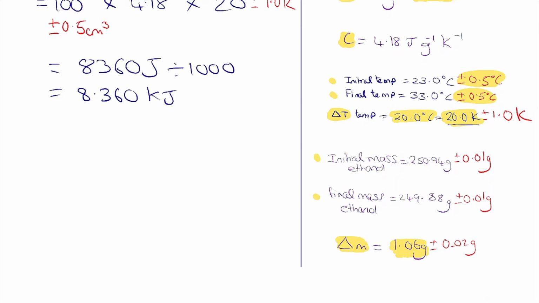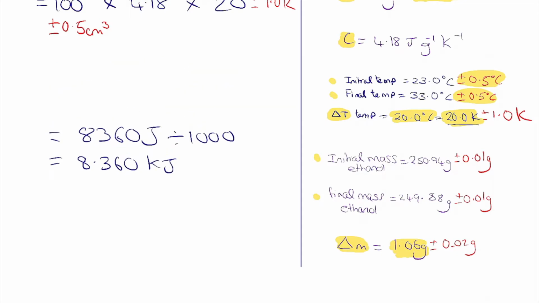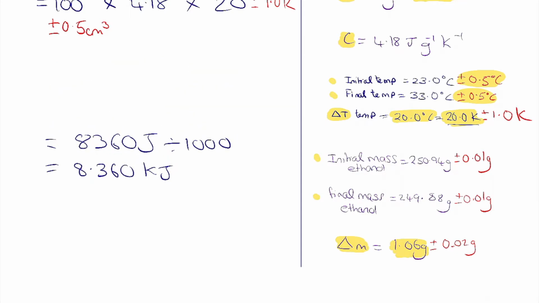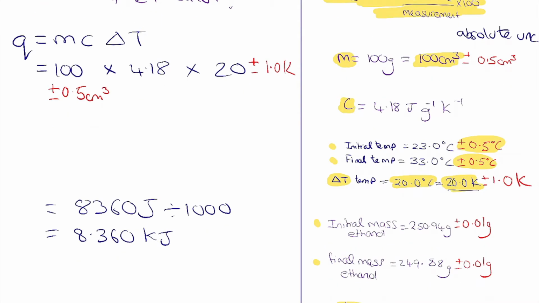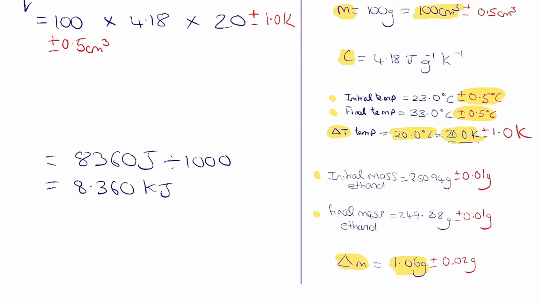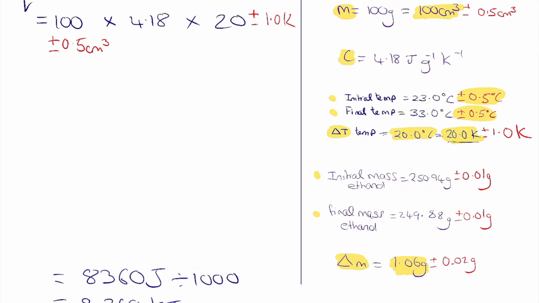Now then, you have to propagate uncertainties, and what that means is you're going to have to turn your absolute uncertainties into percentage uncertainties. So how do we go about doing that? Well, we use this formula over here where we do the absolute uncertainty divided by the measurement that you made, and then you multiply that by 100. So let's use this space on the left to work out the percentage uncertainties.